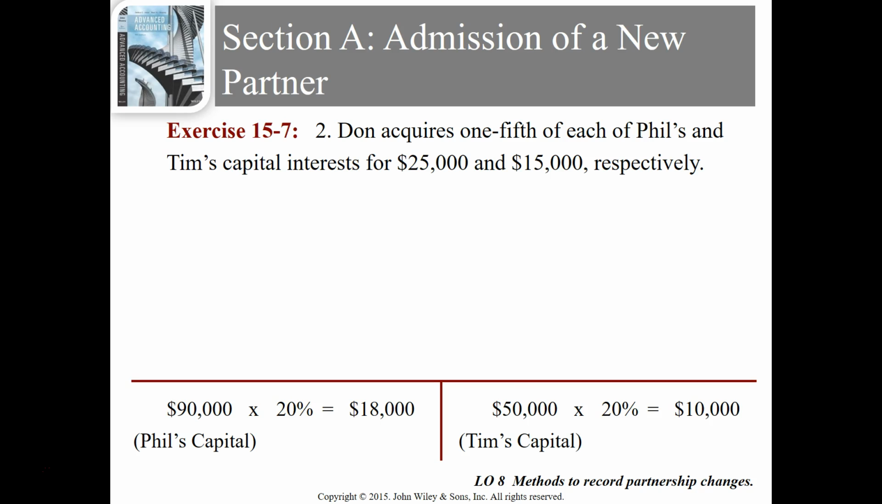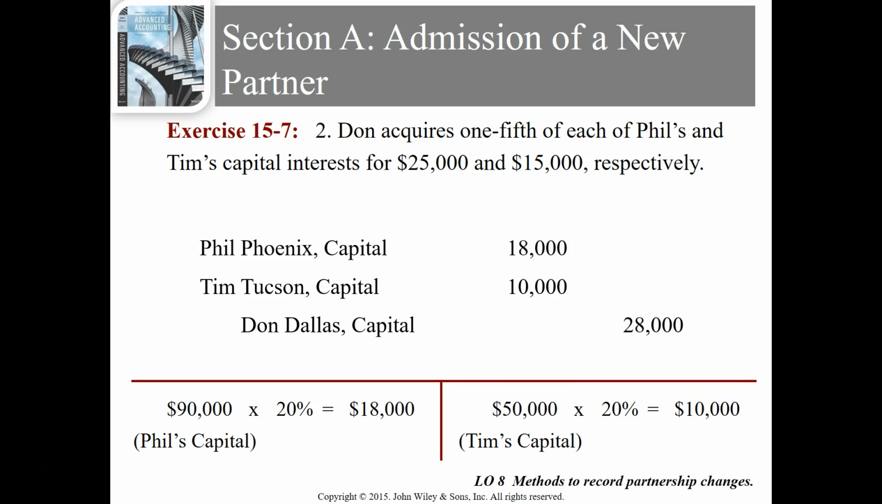In the second scenario, Don acquires 1/5 of each of Phil's and Tim's capital interests for $25,000 and $15,000 respectively. Same scenario. We go out, we take Phil and Tim to lunch, give them a check directly, and we're doing a reclass. Again, we are reclassifying only. No money has come into the partnership.